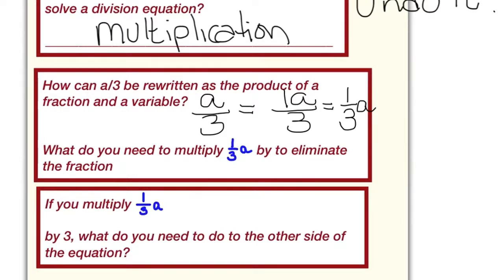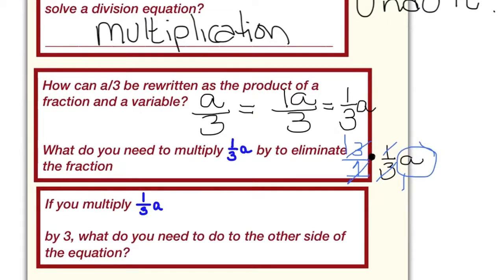To get rid of the fraction, I'm going to write it over here, 1/3 a. To get rid of it or cancel it out, you should think about your multiplication of fractions unit and dividing. If you're undoing multiplication, you have to divide. And remember, dividing by a fraction is the same thing as multiplying by the reciprocal. So we would multiply by the reciprocal, which is 3 over 1. It cancels out beautifully. Everything cancels out, and we're left with our variable a all alone.